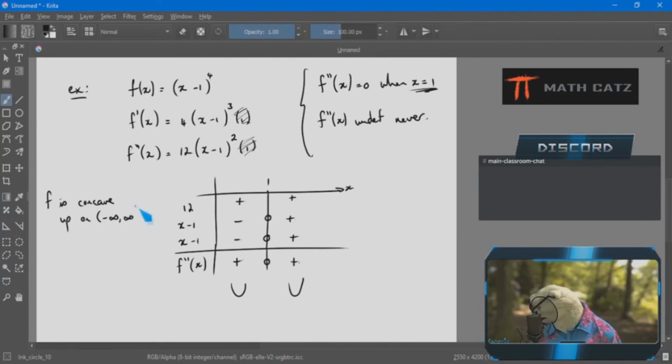Because I don't have to exclude 1. Because it's defined there. I have a y value. The y value happens to be 0. So I have a point. I have it as a potential inflection point, but the bend doesn't change. Now, by way of one single transformation, I can very quickly graph this, of course.